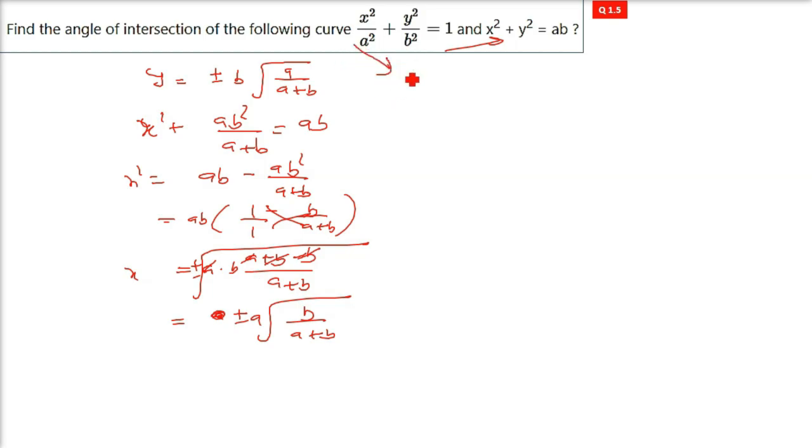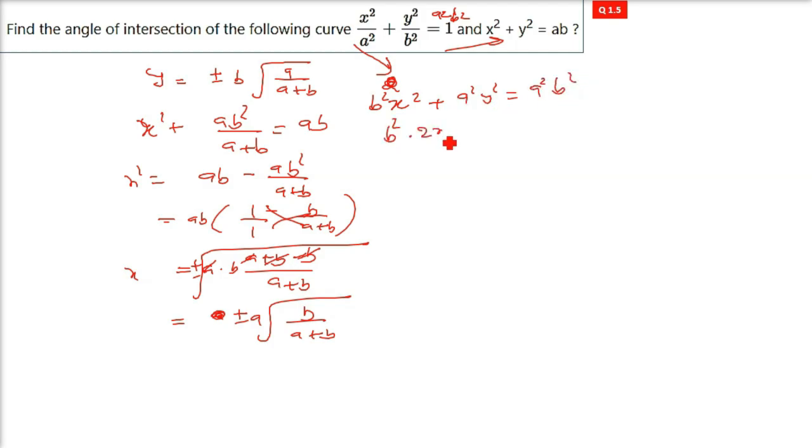I'll just differentiate this one first of all, because we want dy by dx, and on the second also we want dy by dx, as we want the slope of the tangent. So as I said, just multiply everything by a square b square. You will get b square x square plus a square y square equals a square b square. Or you can take LCM also.